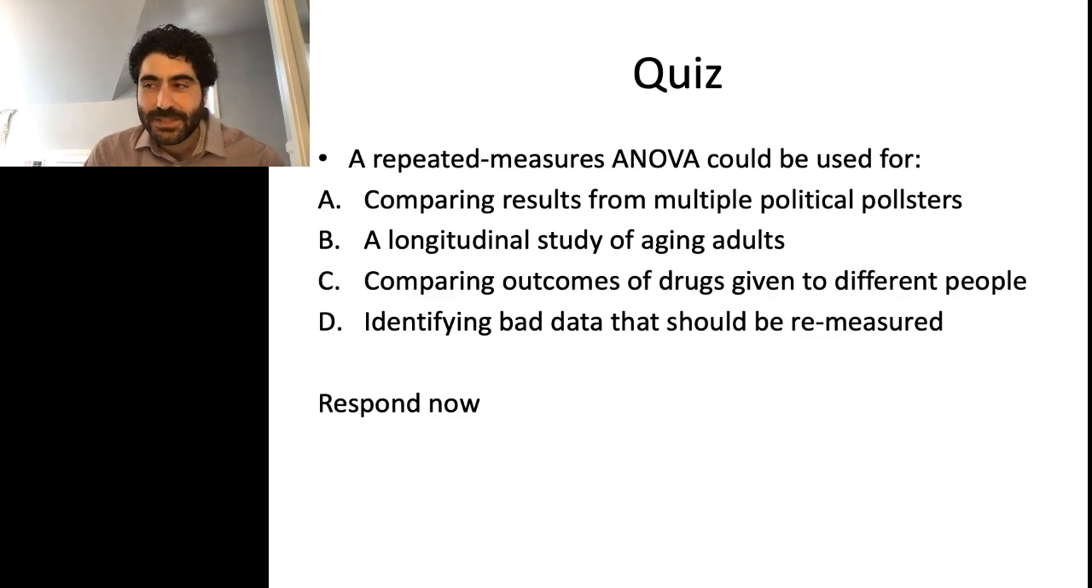Right, I'm seeing B's, which is correct. A longitudinal study means that we get multiple measurements from the same person over time. That's the repeated in repeated measures, is that we're repeatedly measuring the same people. Examples like A and C, which are comparisons between different groups of people, that would just be a regular ANOVA, right? We're not getting multiple samples from the same people in those cases.